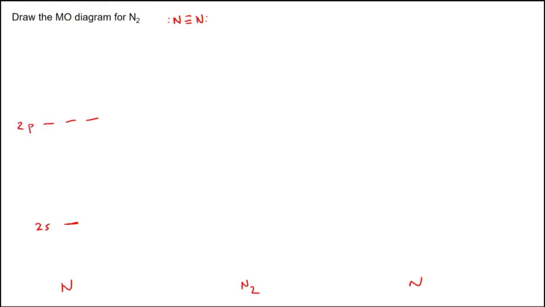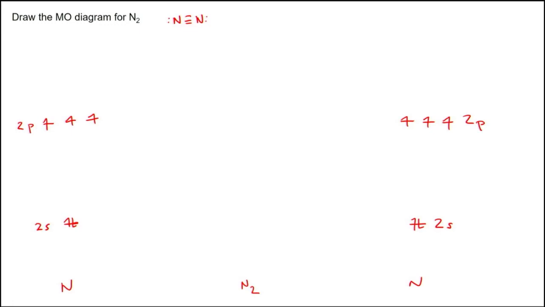And since both of them are nitrogens, we should expect the atomic orbital energies to be exactly the same on both sides. So they should be at the same exact spots here. So we have 2s and 2p, and then we just fill in with the number of electrons that we have. In the case of nitrogen, we have 5 in the valence shell, so there's going to be 2 in the 2s, and then 3 unpaired ones in the 2p.